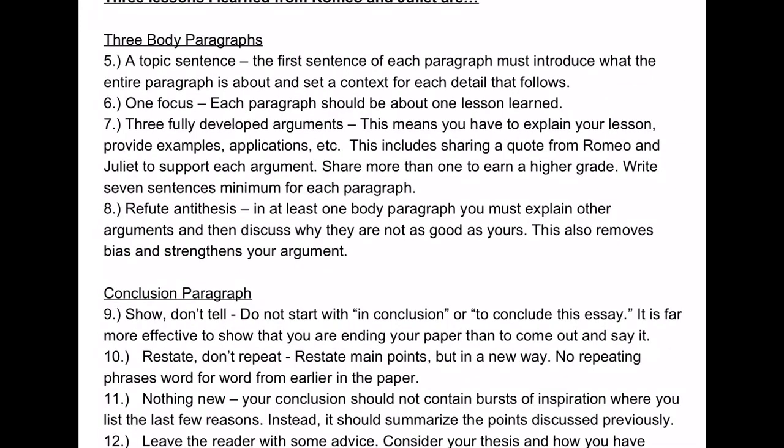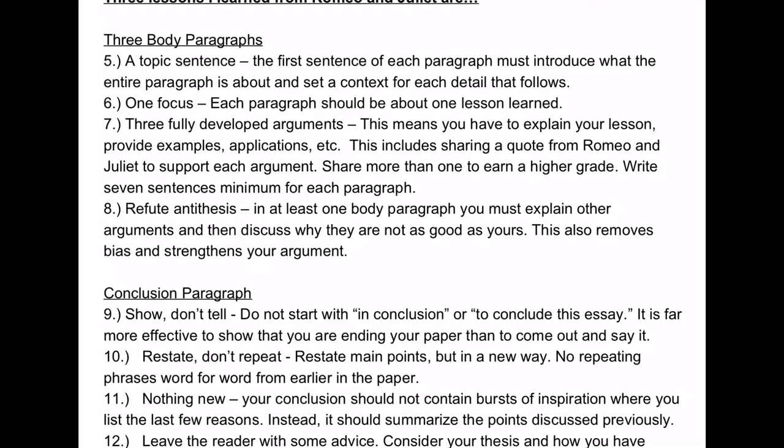Next up are the body paragraphs. Body paragraphs include a topic sentence, and the first sentence of each paragraph must introduce what the entire paragraph is about and set a context for each detail that follows. They should have 1 focus. Each paragraph should be about 1 lesson learned.